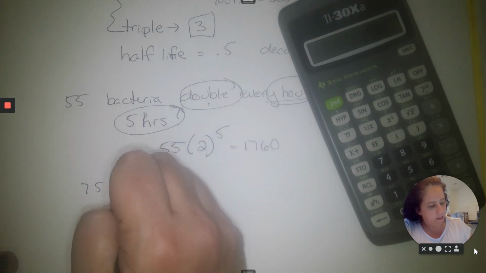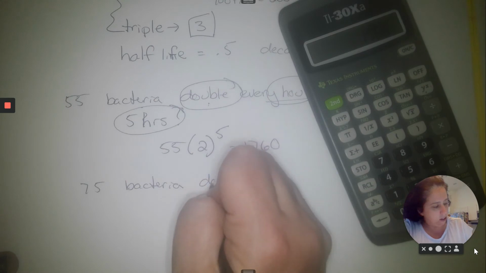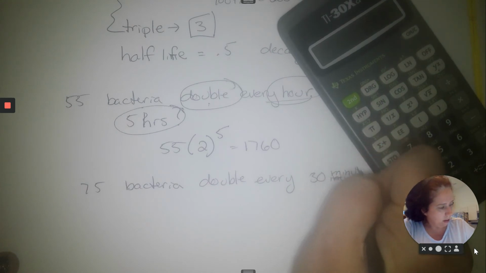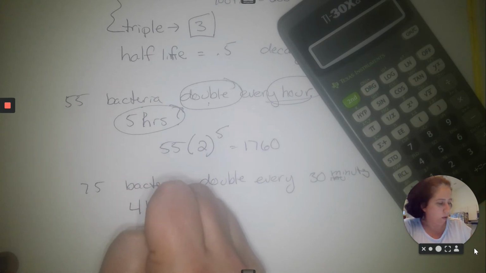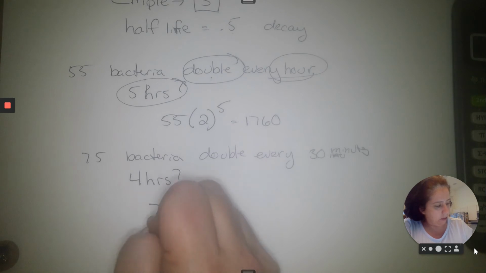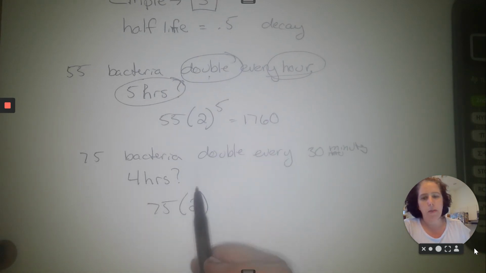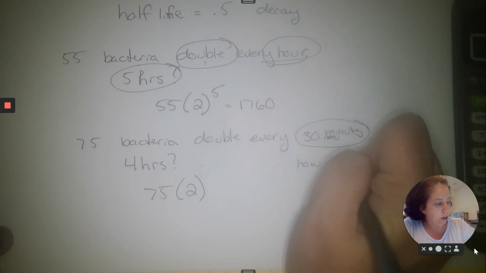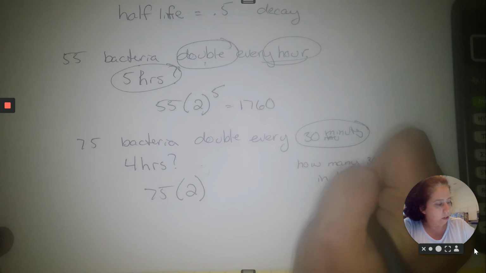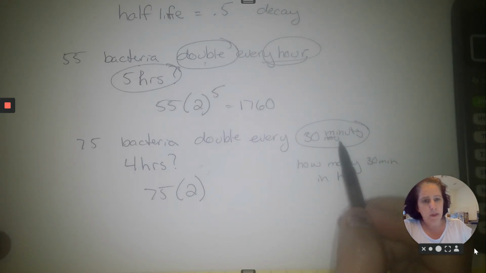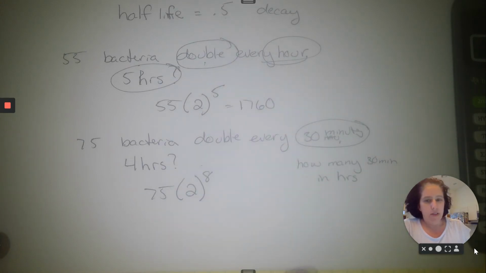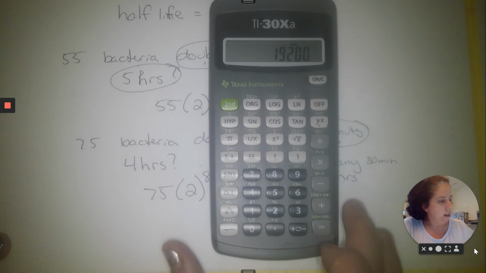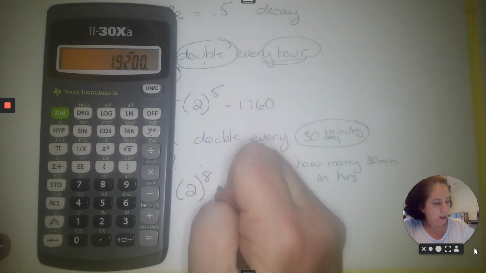Okay, so if I tell you I have 75 bacteria, and they're going to double every 30 minutes, and I want to know how many in 4 hours. So we got 75, they're going to double, so the multiplier is 2. Now, be careful here, the exponent is not 4. This doubles every 30 minutes, so what you really want to know is how many 30 minutes are in 4 hours. There's 2 30 minutes in an hour, so 2 times 4 is going to give me 8. So 2 to the 8th, get that, and then multiply that times 75. So your answer is going to be 19,200.